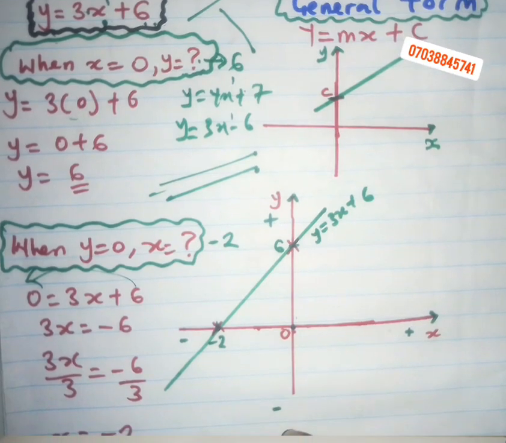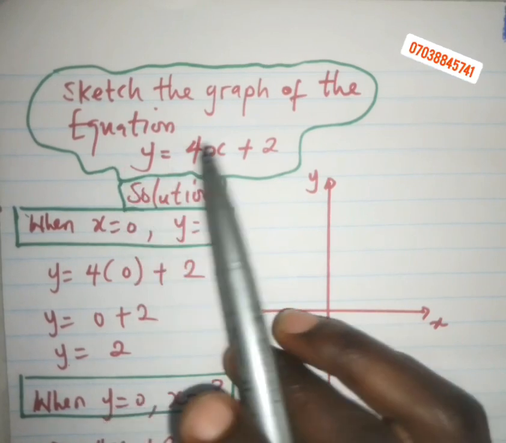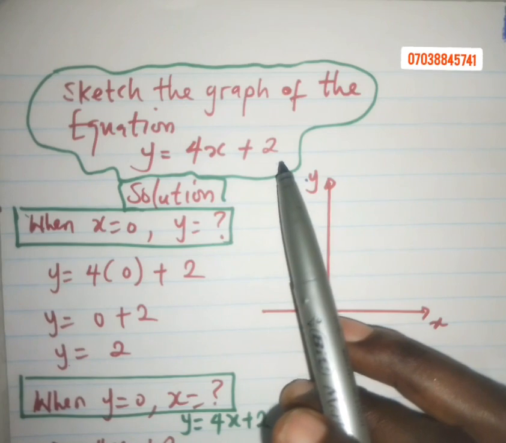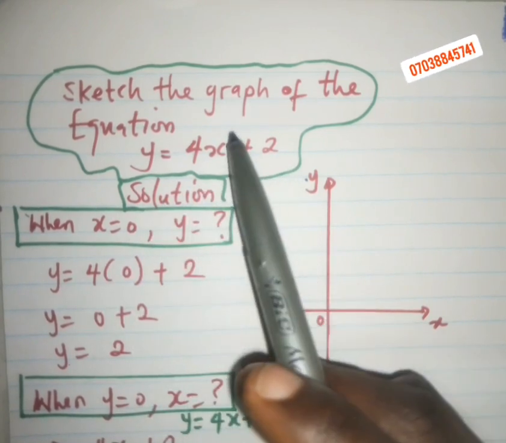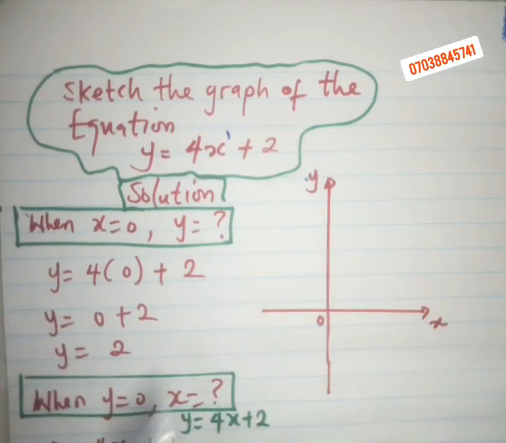Let's take another example. This is another example here. We have to sketch the graph of the equation y equals 4x plus 2. This is a linear equation because you know that the highest power of x is 1. So it's going to be a straight line, and you use just 2 points.